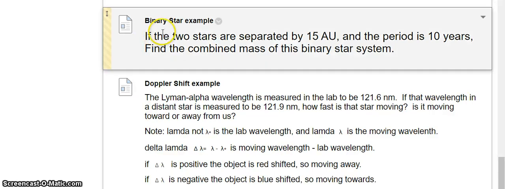All right, let's do this example of the binary star example. So we're going to use the combined mass equation. So here's of course what it says: the two stars which are separated by a distance of 15 astronomical units and a period of 10 years, find the combined mass of the binary system.